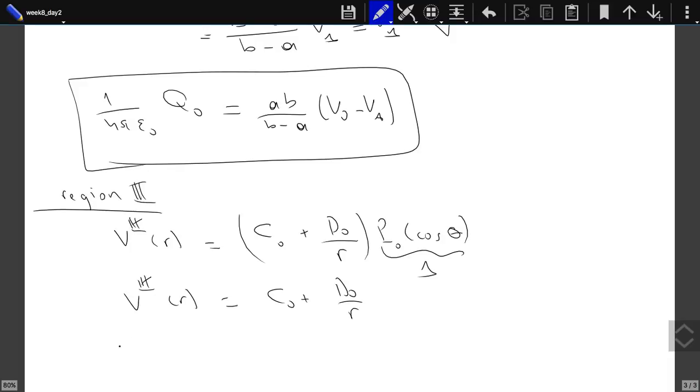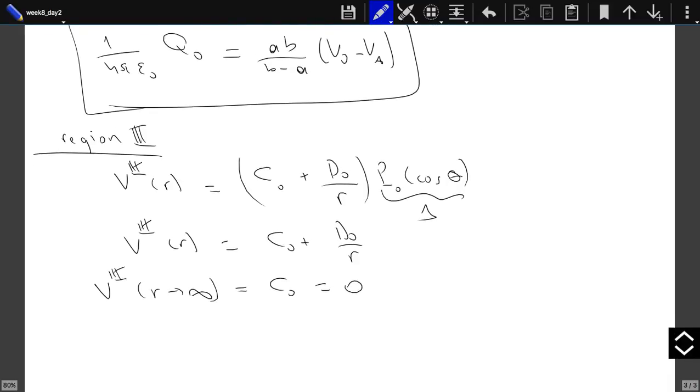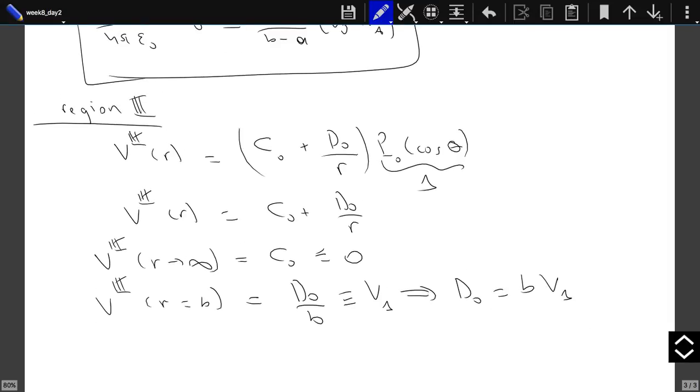Now we have the conditions for V3. As R goes to infinity, we are still in region 3. The potential will become C0, but this should be 0, because we are assuming that at infinity the potential is 0. That's our reference point. V3 when R is equal to B, which is D0 over B, should be equal to V1. That is our boundary condition. So this tells me that D0 is equal to B times V1. So we are done. The potential in region 3 is just B over R times V1.